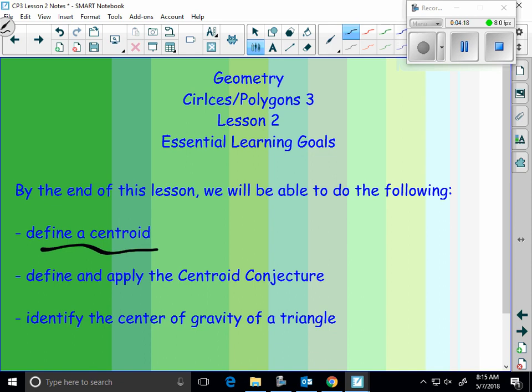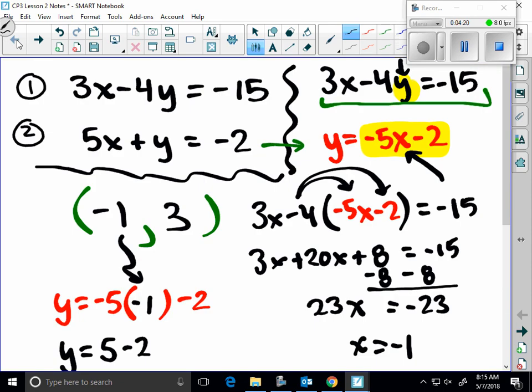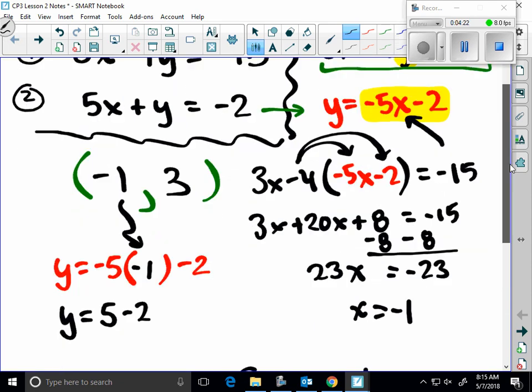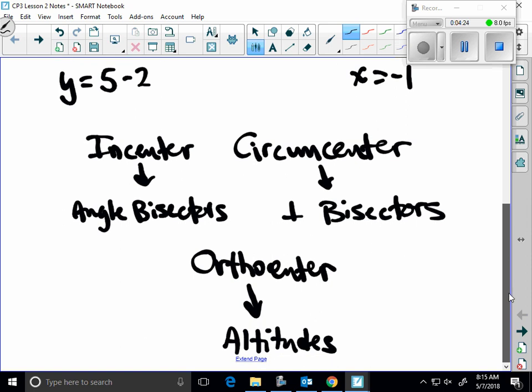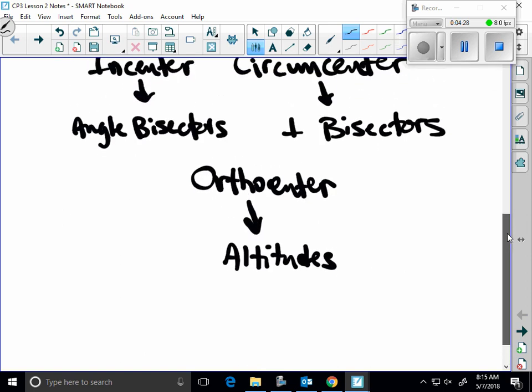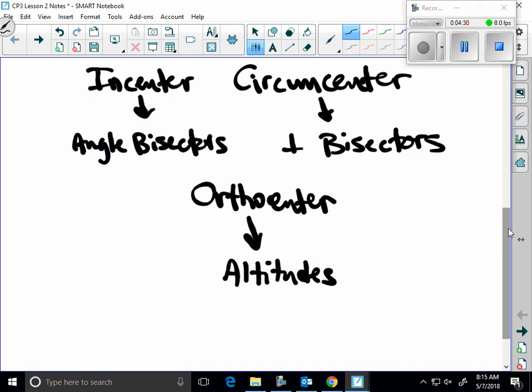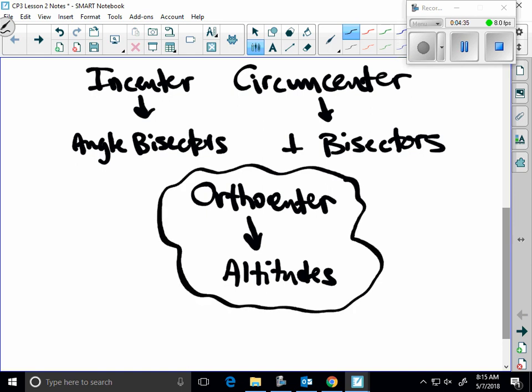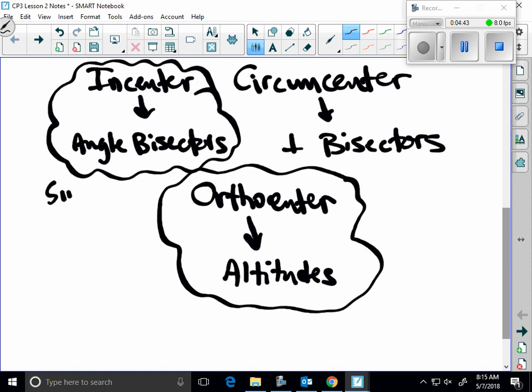Now, of the previous 3 that we had talked about, 2 of them had practical applications. 1 of them didn't. You remember which one didn't have a practical application? Yeah, the orthocenter doesn't have a practical application, but the other 2 do. The incenter was equidistant from the 3 sides of the triangle, and we talked about roads or paths.